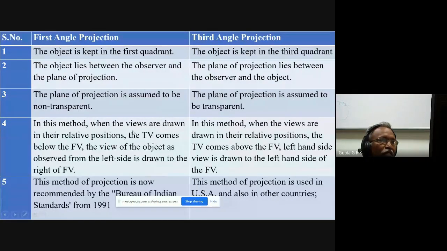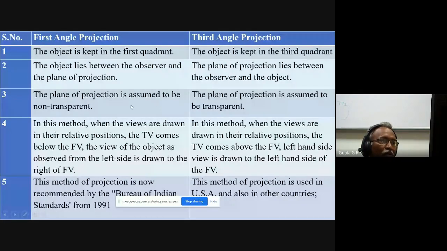In this method, when the views are drawn in their relative positions, the top view comes below the front view. The view of the object observed from the left side is drawn on the right side. In the other method, when the views are drawn in their relative positions, the top view comes above the front view and the left-hand side view comes on the left-hand side of the front view. And this method of projection is now recommended by the Bureau of Indian Standards from 1991.